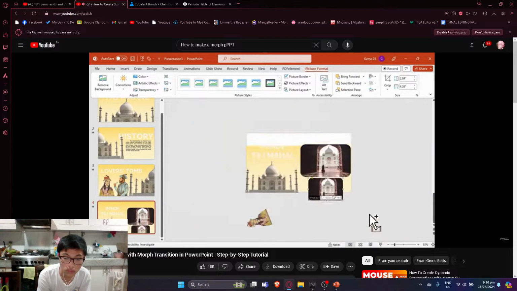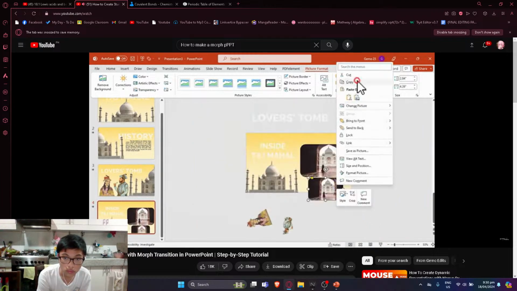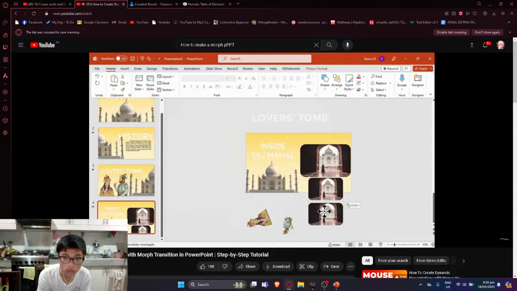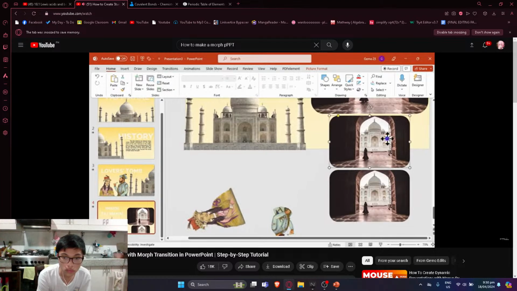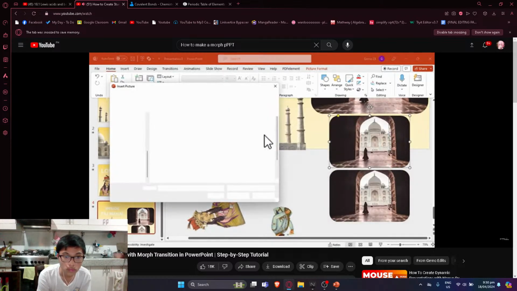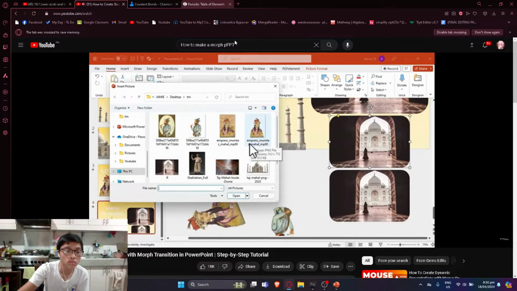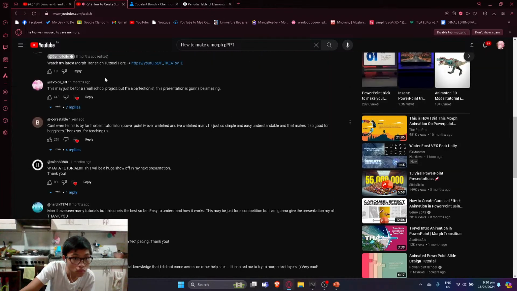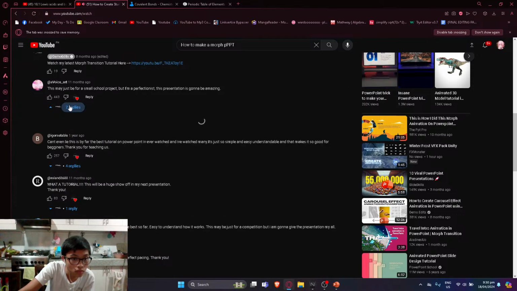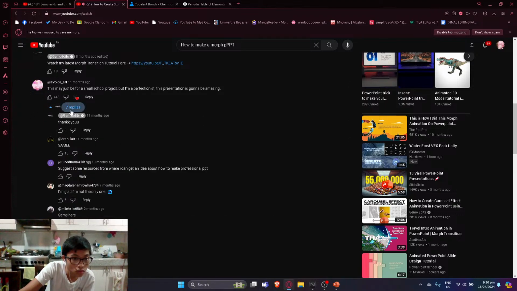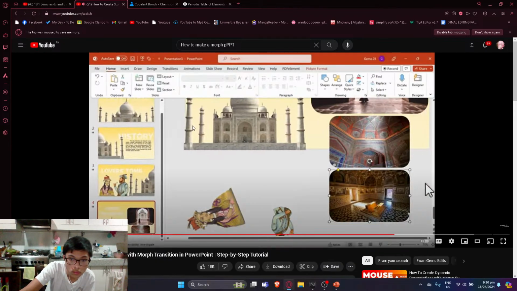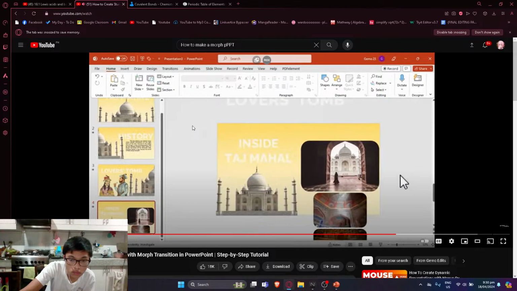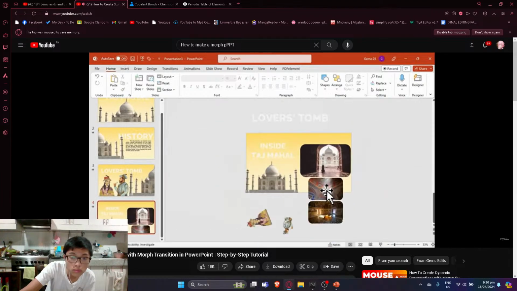So we are doing this for the carousel effect. And let's try to copy this once again and paste it. And now we will change this picture to other pictures for our carousel effect. Let's try this another image for Taj Mahal inside. And for the last image, so let me just remove this, and now here are the pictures we're going to use for the carousel effect.